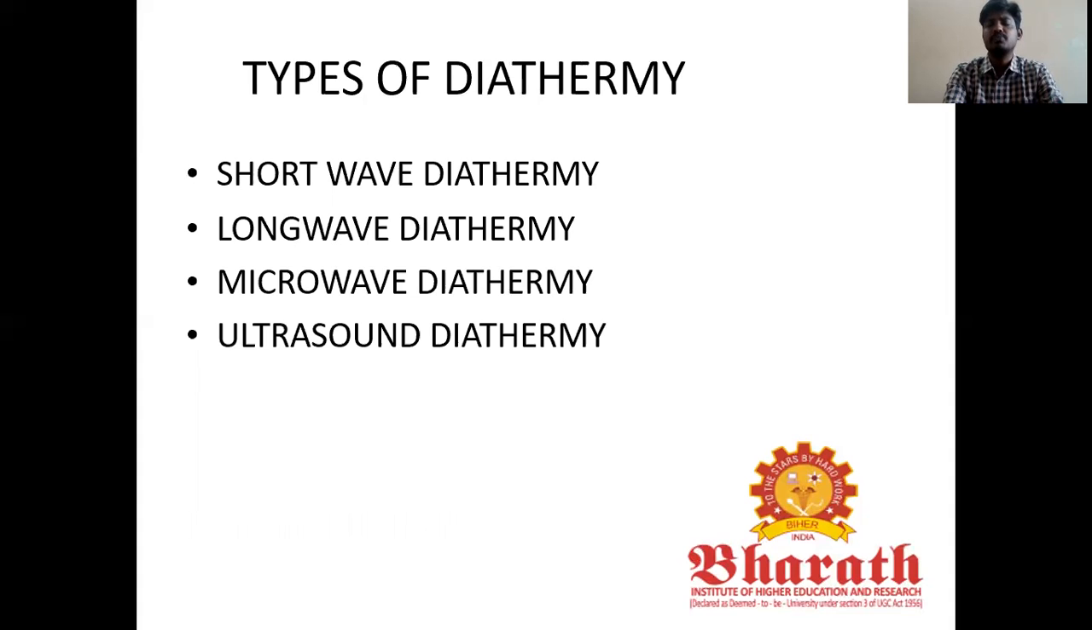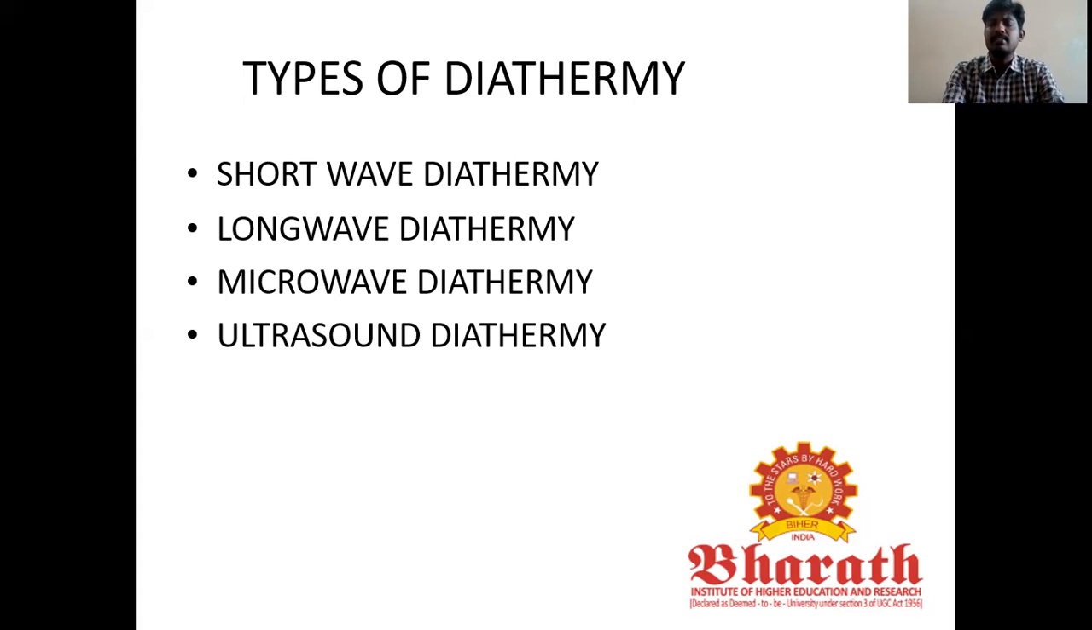What are the types of diathermy? Commonly, there are 4 types of diathermy: short wave diathermy, long wave diathermy, microwave diathermy, and ultrasound diathermy. We can see them one by one. We already know the meaning of diathermy: it is a heating procedure applied to soft tissue or a particular area to relieve pain.